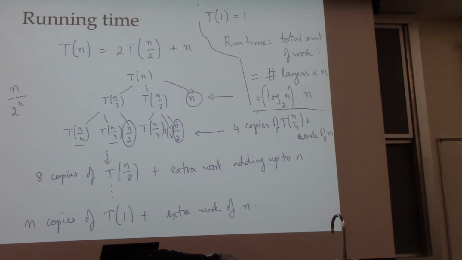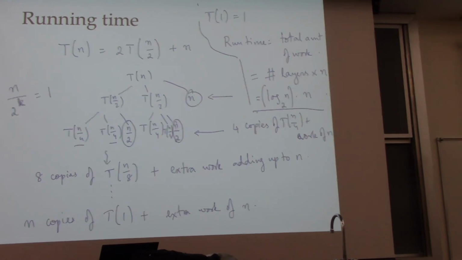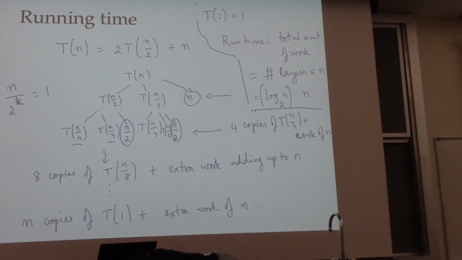That's the pattern. And you want this number to be constant, right? To be equal to 1. That's like saying 2 to the k equals n, or k is log n to the base 2. How is that equal to 1? Sorry? After k steps, you're saying it's equal to 1. Right, that's what we want, right?